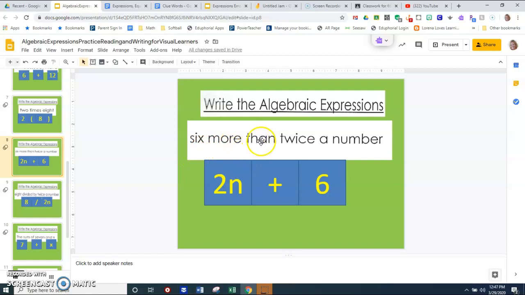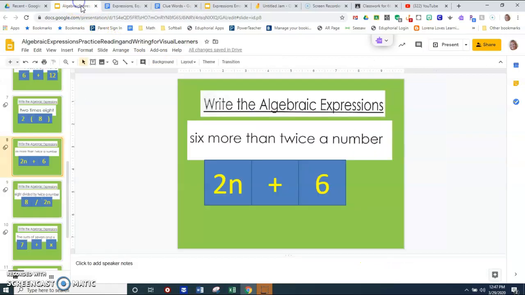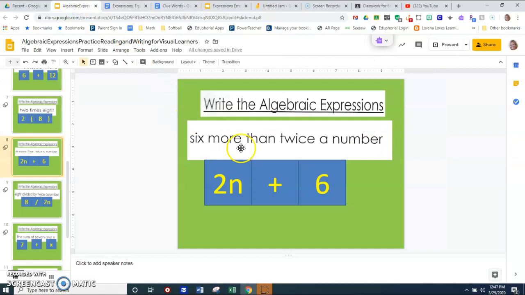6 more than, so here's that word than again, twice a number. So it's 6 more than, and the word than tells me to reverse the order. So that 6 more comes to the back. Then the word twice here means times 2. So twice a number means I'm multiplying a number by 2.